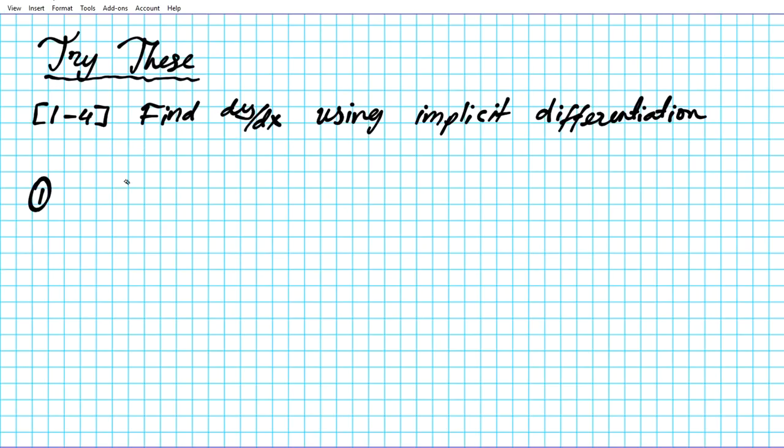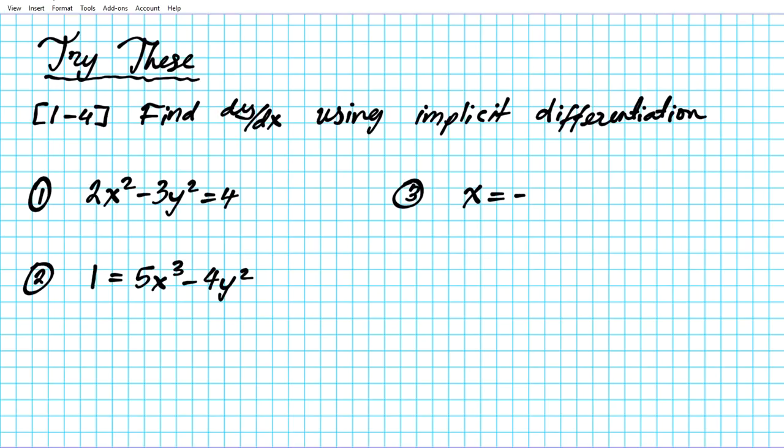Number 1, what if you have the equation 2x squared minus 3y squared equals 4? Number 2, what if you have 1 equals 5x to the third minus 4y squared? Number 3, what if you have x equals negative 4y minus 3y squared plus 5? Number 4, what if you're given 4x to the third plus 2y squared equals negative 3y plus 1?